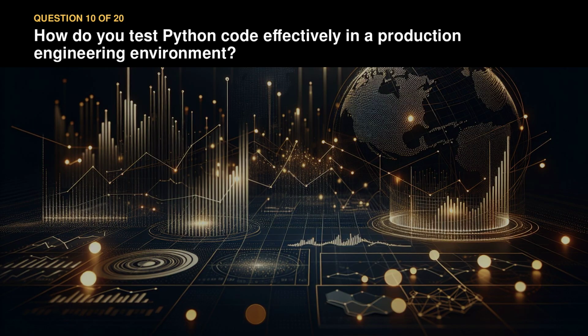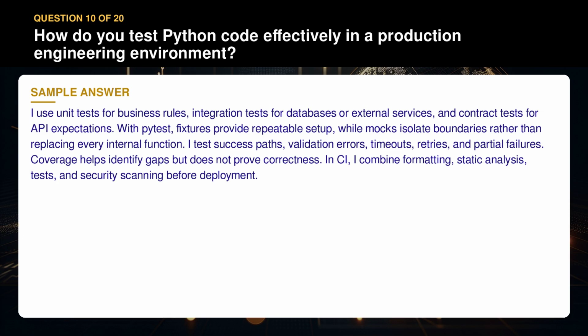Question 10. How do you test Python code effectively in a production engineering environment? I use unit tests for business rules, integration tests for databases or external services, and contract tests for API expectations. With PyTest, fixtures provide repeatable setup, while mocks isolate boundaries rather than replacing every internal function. I test success paths, validation errors, timeouts, retries, and partial failures. Coverage helps identify gaps but does not prove correctness.